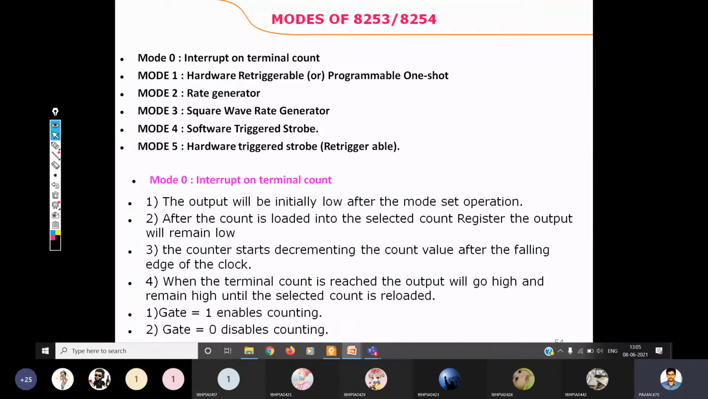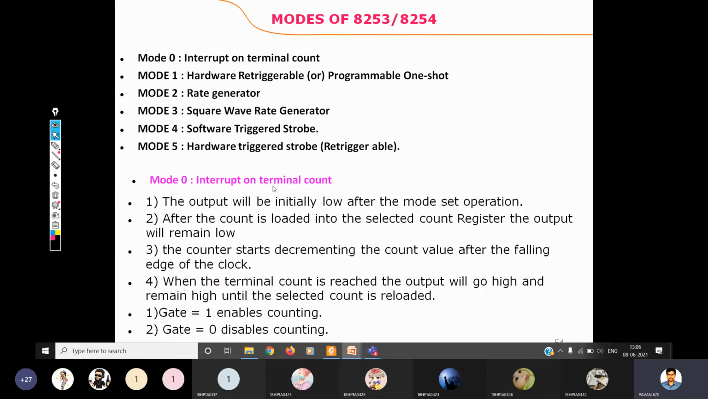And after zero, it rolls over, meaning it becomes FF again, and so on. Later, based on our mode of operation, whether it should be interrupted or it should be auto-generated, auto-retriggerable to repeat the same sequence of the counting operation again, the modes remain like that.